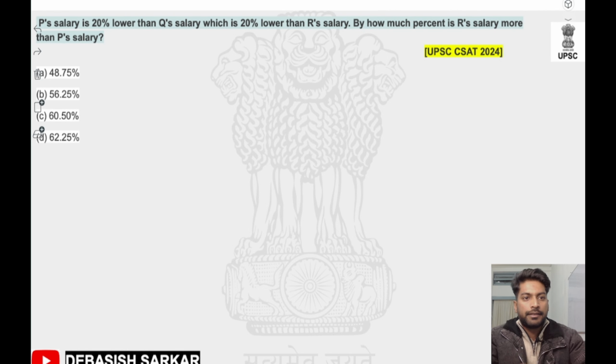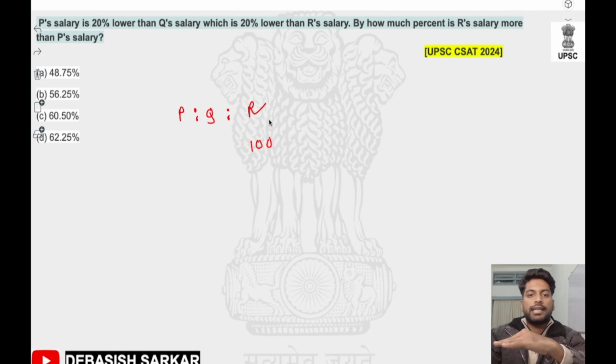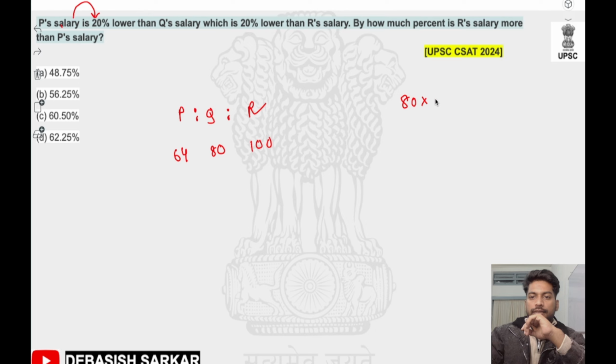Next question. P's salary is 20% lower than Q, and Q's salary is 20% lower than R. So now just make the ratio, P is to Q is to R. Just assume R is earning 100 rupees and Q's salary is 20% lower than R. So Q's salary is 80 rupees and P's salary is 20% lower than Q. It means P's salary is 64. 20% lower means they got 20% lower, it means 16 lower. So from 80, 16 lower, it's 64.